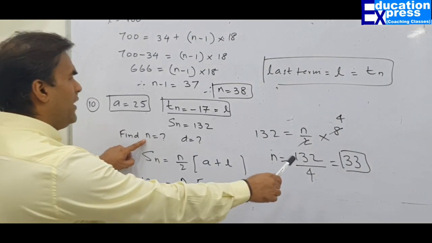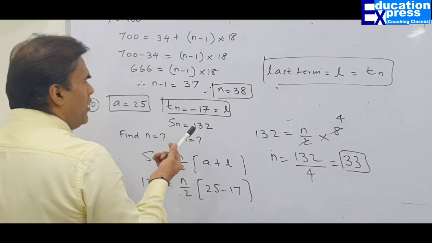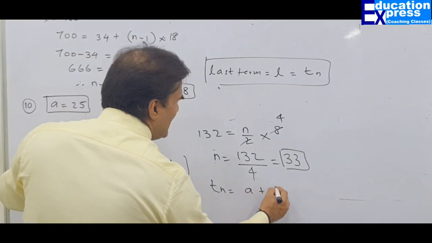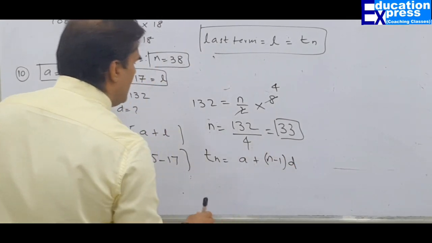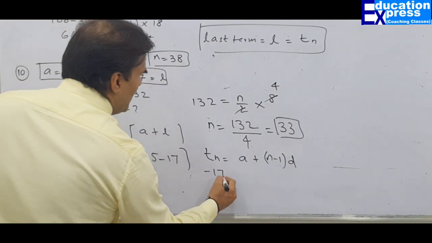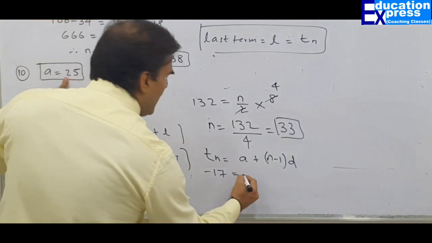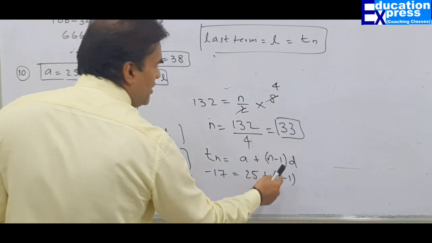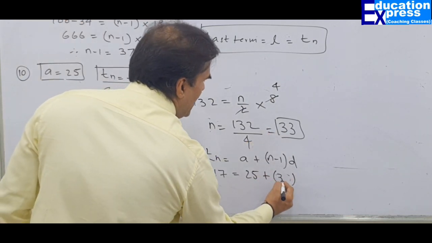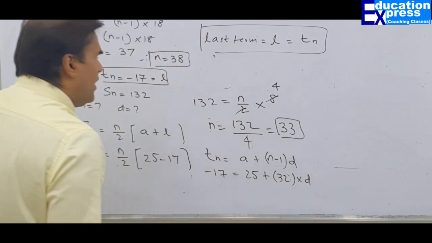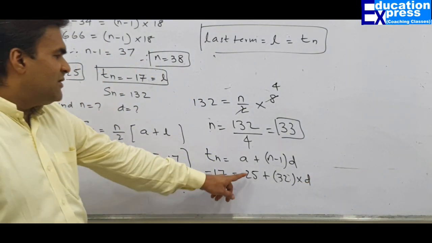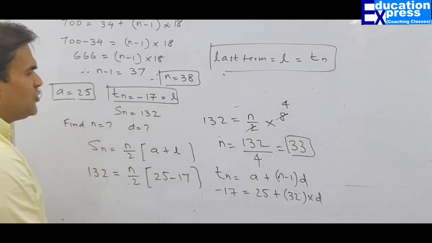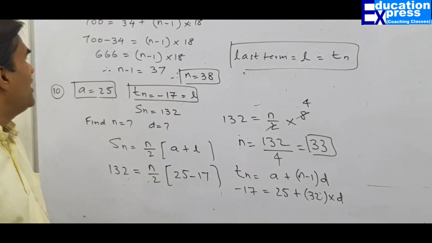Fabulous. What we have to find? n. So I found out n. What else you have to find? d. How can you find d? By using the formula Tn equals A plus (n minus 1) into d. What is Tn? Minus 70. What is the value of A? 25 plus (n minus 1). Is n available? 33. 33 minus 1, 32 into d. Guys, I'm sure when you solve this, you can simply get the value of d also. So, the job becomes pretty simple when you solve this equation.